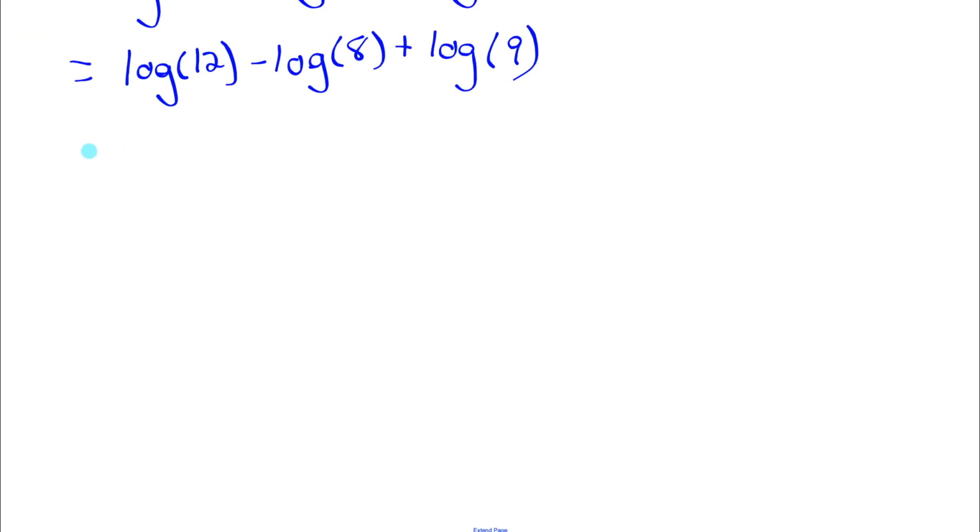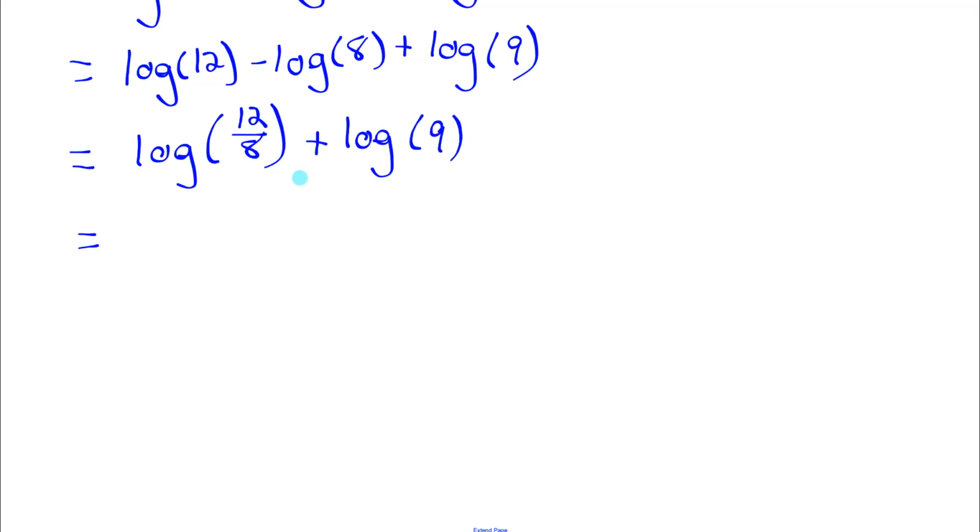And now I'll combine the first two logarithms. They are logs with the same base being subtracted, so I could write them as a single log with their arguments being divided. And now I have two logs being added that have the same base, so I can write them as a single log with their arguments being multiplied. So I would have 12 times 9 over 8.